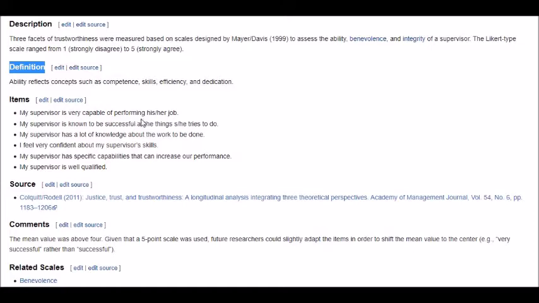Now here comes: my supervisor is very capable of performing his or her job. My supervisor is known to be successful at the things he or she tries to do. My supervisor has a lot of knowledge about the work to be done. I feel very confident about my supervisor's skills. My supervisor has specific capabilities that can increase our performance. My supervisor is well qualified.